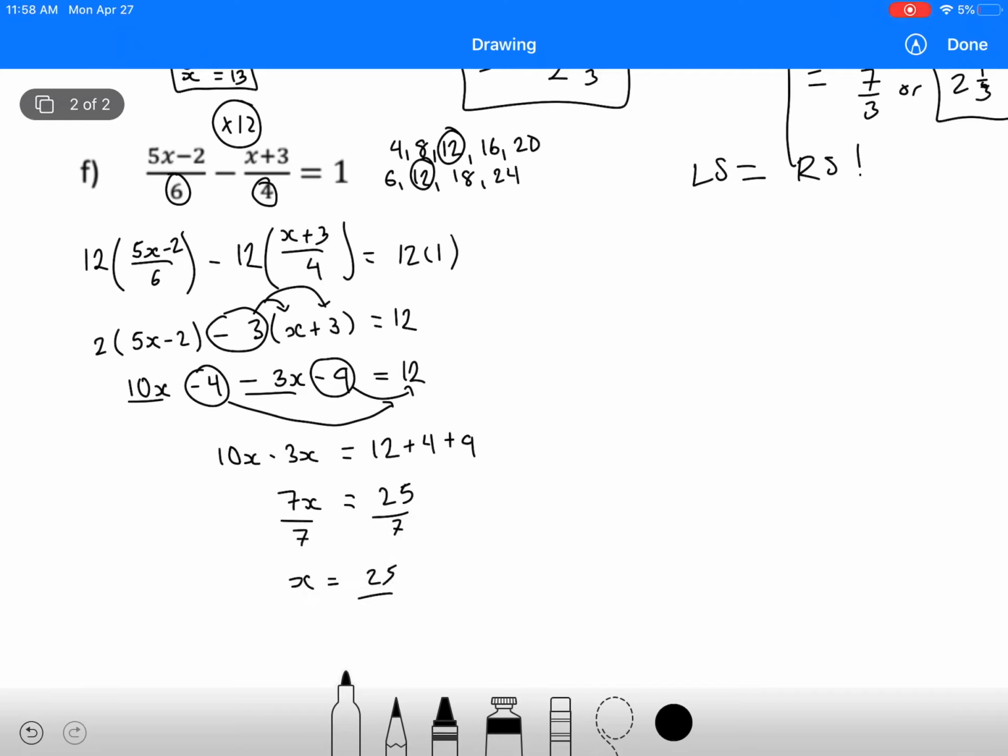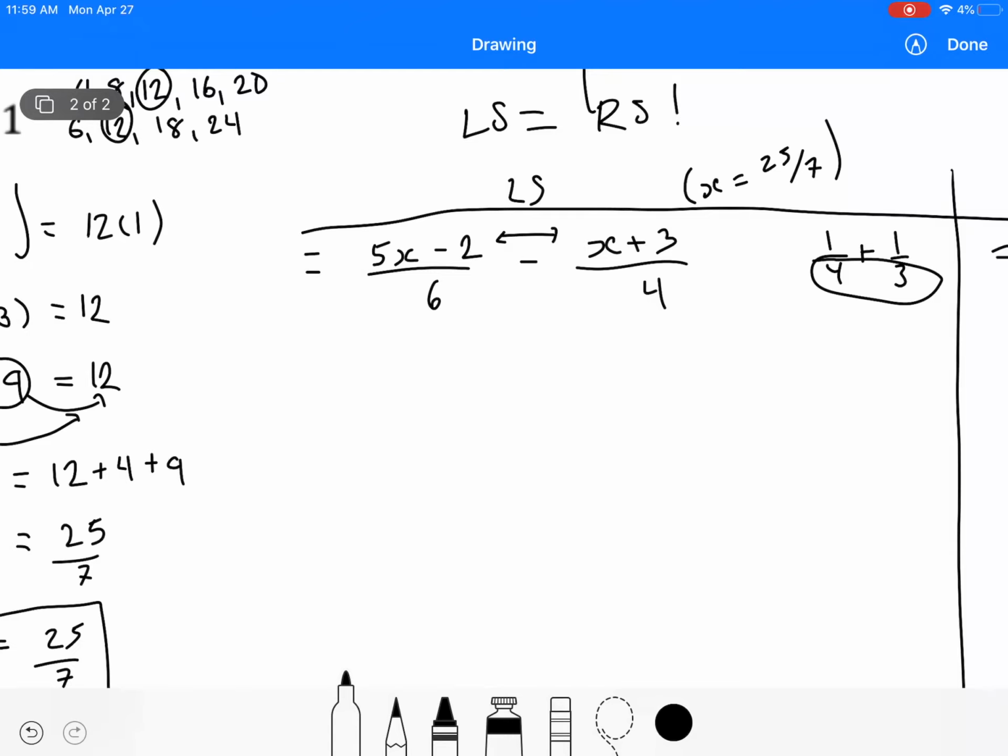We could substitute the x in right off the bat, but I'm thinking if I put the x in right now, I'm going to have a fraction within a fraction, and I do not want that. So the first thing I'm going to do is combine these two terms into one fraction, okay? It's just like if we had 1 over 4 plus 1 over 3. To add these, we would need a common denominator. The same thing with this question here, we're going to need a common denominator. So the common denominator between 4 and 6 is 12.